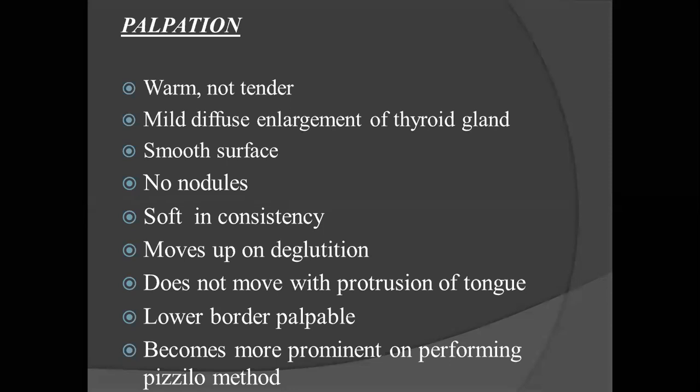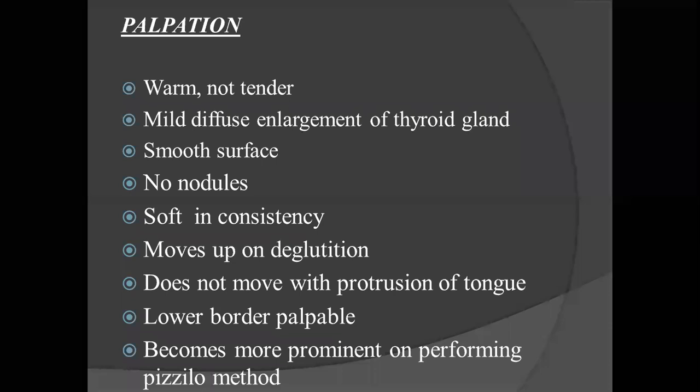You see the thyroid cartilage moves up and down, the laryngeal apparatus moves up and down with deglutition. It is because the thyroid gland is attached. The thyroid cartilage and the laryngeal apparatus move, and the thyroid gland, being attached, moves along with this. Why does it not move with protrusion of tongue?